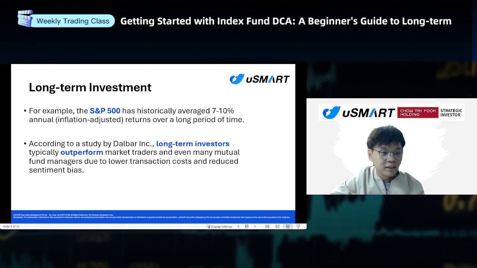For example, the S&P 500 has historically averaged about 7 to 10% annually. This is taken from a 10-year record, and it is about 7 to 10%. It might not be a lot, but at least it surpassed the inflation of 4%. So you can make sure that your money today can work a little bit more for tomorrow, a little bit more in the future, okay?